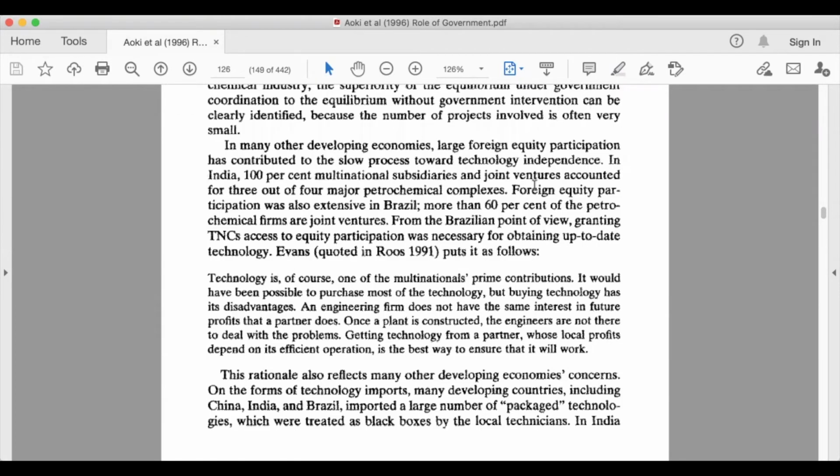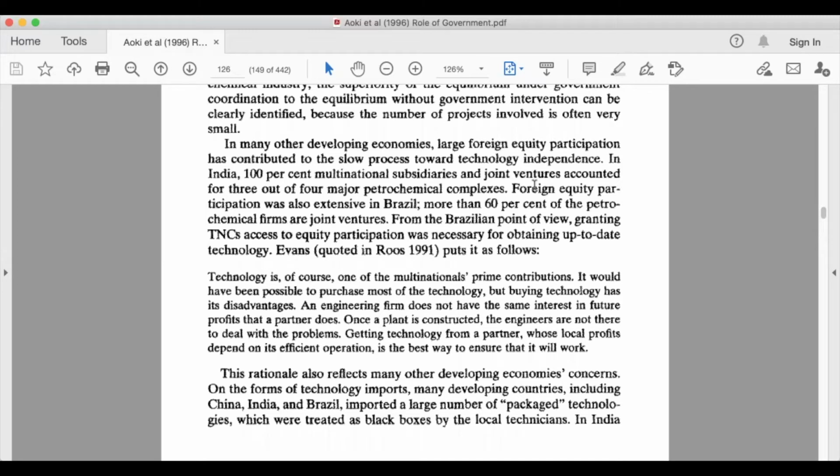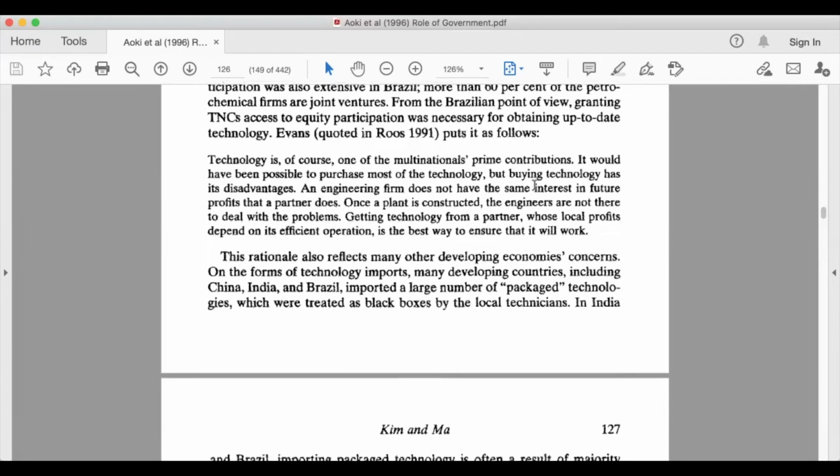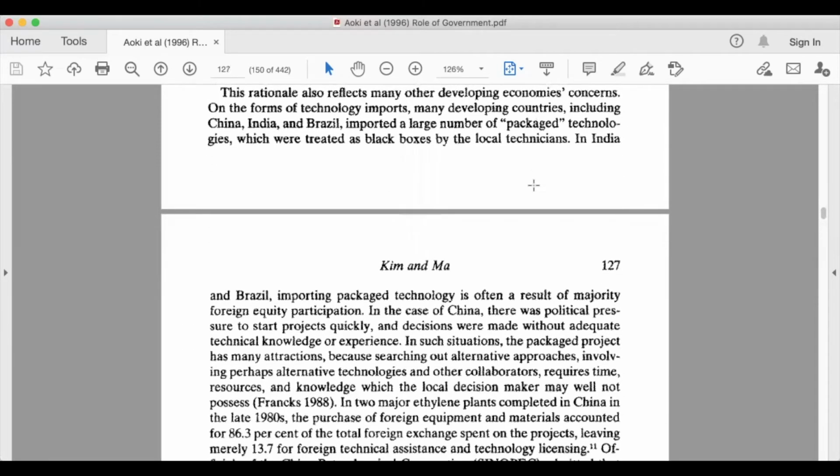In India, 100% multinational subsidiaries and joint ventures accounted for 3 out of 4 major petrochemical complexes. Foreign equity participation was also extensive in Brazil. More than 60% of the petrochemical firms are joint ventures. From the Brazilian point of view, granting TNCs access to equity participation was necessary for obtaining up-to-date technology. So on the one hand, they felt, well, if you have 100% involvement of the foreign company, then you get the latest technology. You don't have to worry about whether the latest technology is coming in. This rationale also reflects many other developing countries' concerns. On the forms of technology imports, many developing countries, including China, India, and Brazil, imported a large number of packaged technologies, which were treated as black boxes by the local technicians.